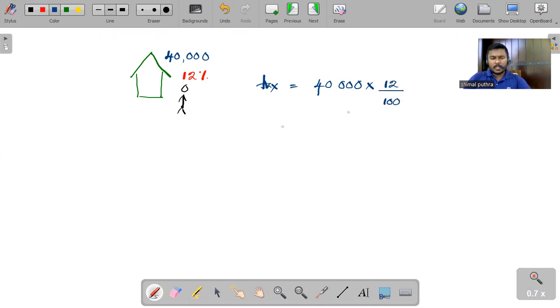From the 40,000, I have to pay the 12%. The zeros will be cancelled. These two zeros and the three zeros have been cancelled. So 400 into 12. So the answer is 400 into 12.